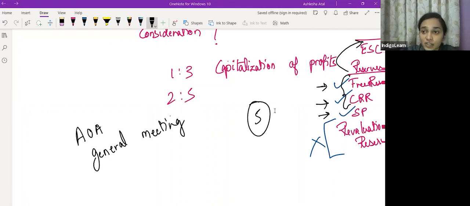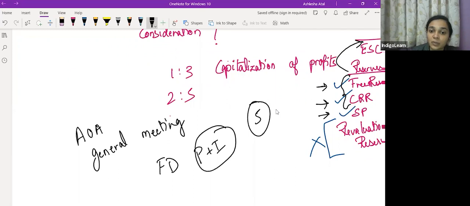Also, the other condition which has to be complied with by the company is that the company should not have made any default in payment of interest or principal on any fixed deposits or debt securities which are issued. So कोई FD है कंपनी का, उसका प्रिंसिपल या फिर इंटरेस्ट पेमेंट में कोई डिफॉल्ट नहीं होना चाहिए. नो डिफॉल्ट शुड हैव बीन मेड बाय द कंपनी इन पेमेंट ऑफ इंटरेस्ट और प्रिंसिपल ऑन एनी फिक्स्ड डिपॉजिट्स या फिर डेट सिक्योरिटीज. डेट सिक्योरिटीज कुड बी डिबेंचर्स.